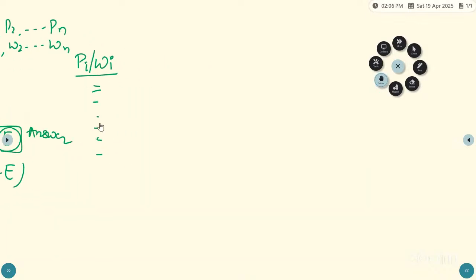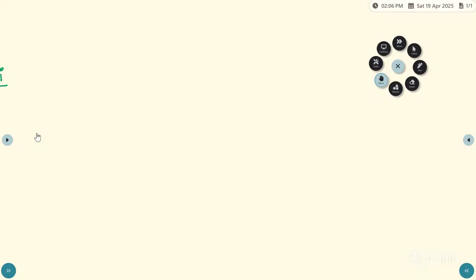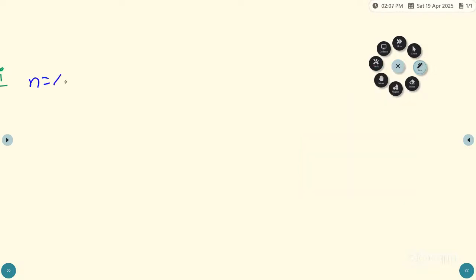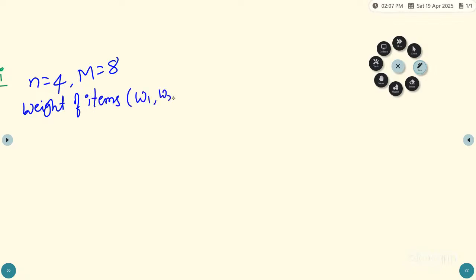where n is equal to 4 and capital M, the bag capacity, is equal to 8 units, and the weights of items W1, W2, W3 and W4 are defined as 2, 3, 4, 5 and profits.